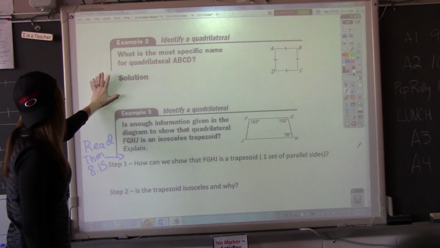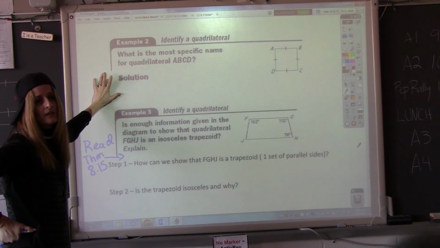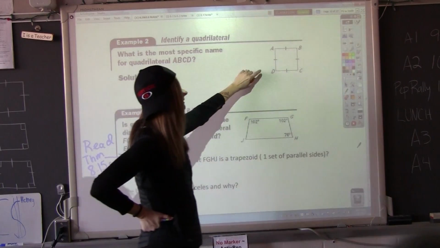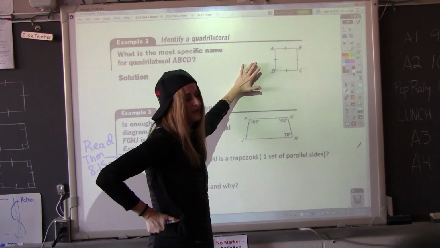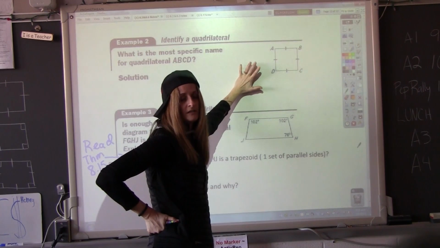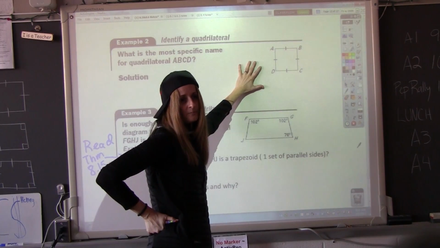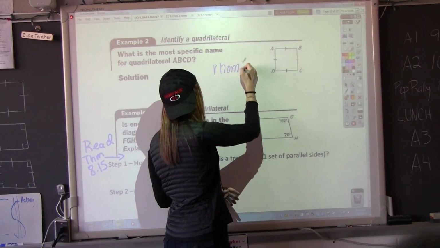Okay. What is the most specific name for quadrilateral ABCD? Guys, focus please. Square. It looks like a square, but it's not a square. Rhombus. Because no one's told us we've got right angles. Parallelogram. It could be a rhombus. All the sides are congruent. It's a rhombus.